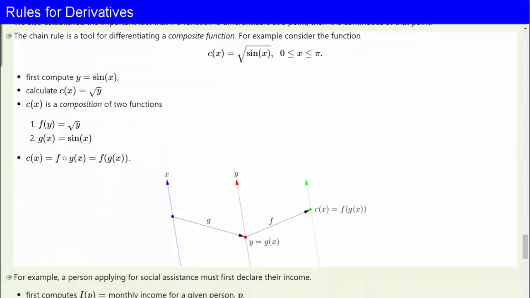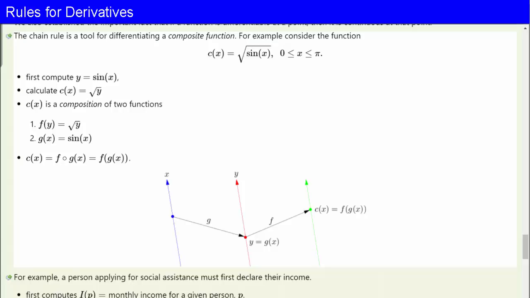We're going to develop two of the most powerful tools available for computing derivatives, the chain rule and the rule for differentiating the inverse of a function. First, the chain rule. This is a tool for differentiating a composite function. To get started, we want to review this sophisticated and powerful concept.